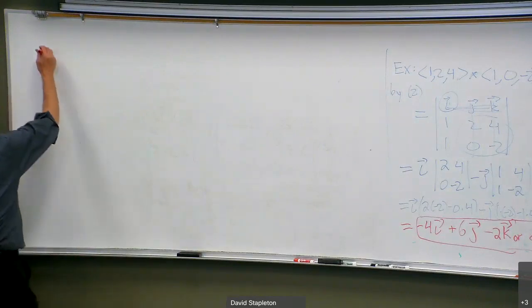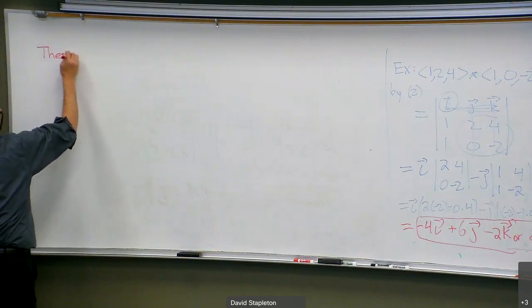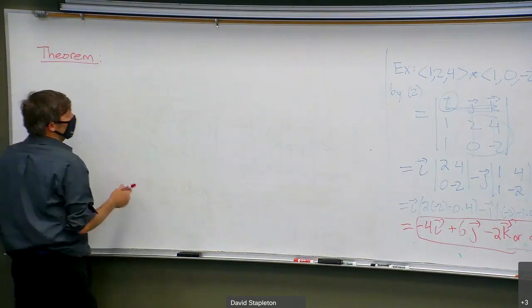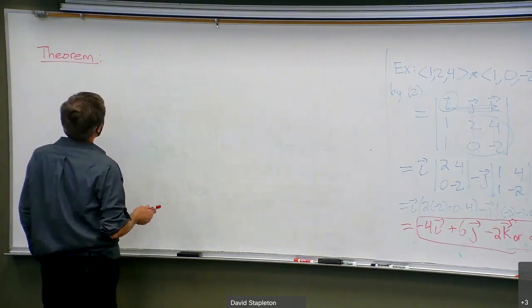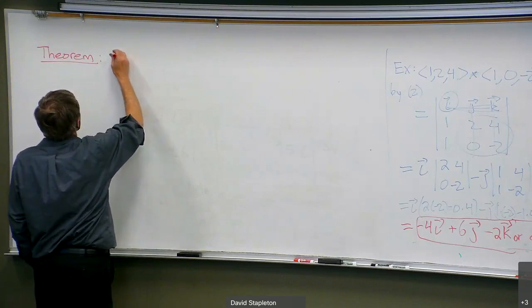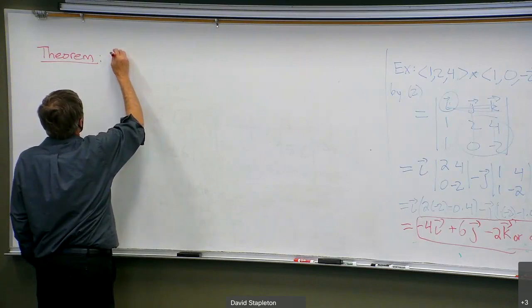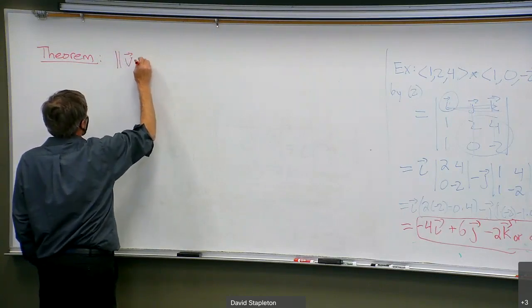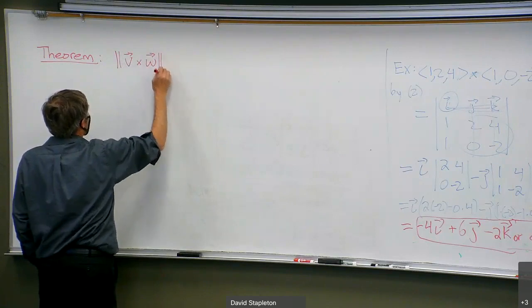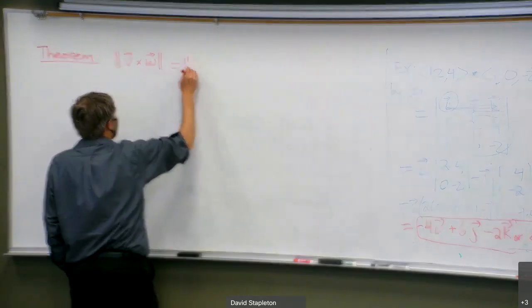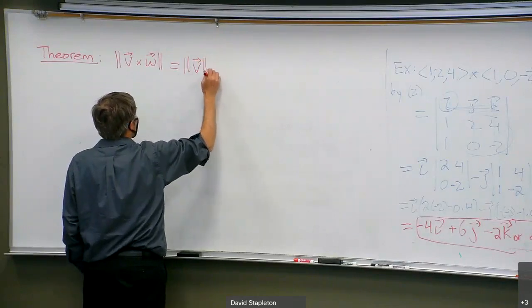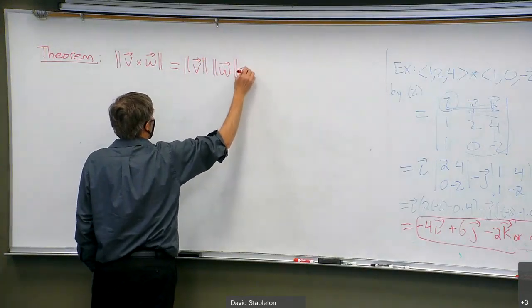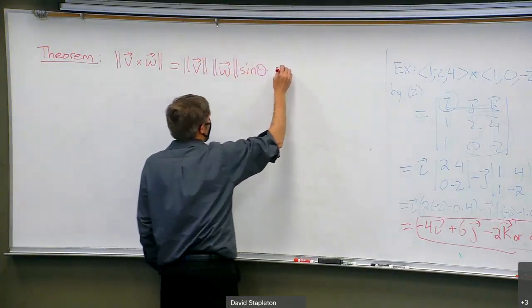All right, so now we have some theorems. This is why the cross product is so important. This is one of the theorems. For any two vectors v and w, always the length of the cross product of v with w is the length of v, times the length of w, times sine of theta, where theta equals the angle between them.